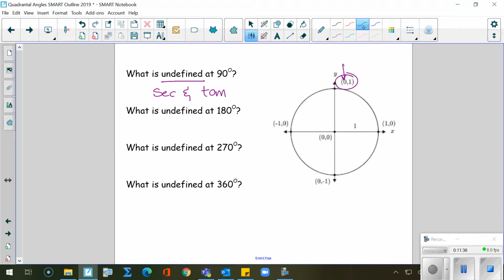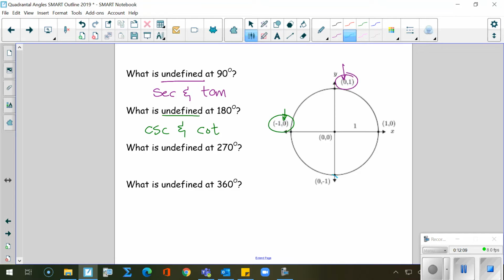Let's go through that logic again at 180 degrees. 0 in the denominator is what creates an undefined. That means any of our trig functions that has a sine in the denominator would be undefined at 180. The reciprocal of sine and cosine over sine would both have a 0 in the denominator and be undefined.